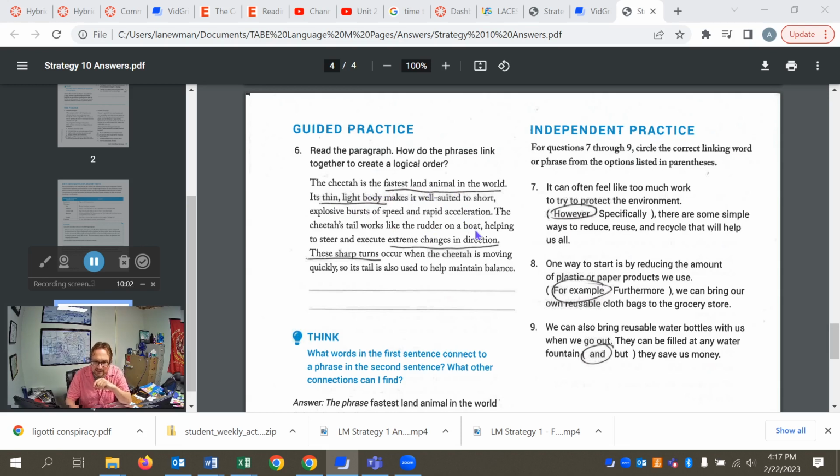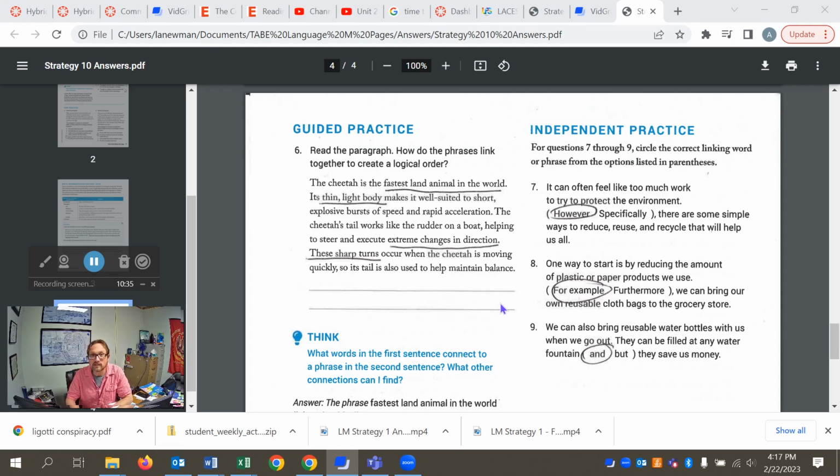Let's see here. Extreme changes in direction, sharp turns. Also, more information about why the animal is the fastest in the world. This one, extreme changes in direction, helps us define the term sharp turns. So there should be a logic to your sentences. The sentence should connect in some way back to information in the sentence that came before.